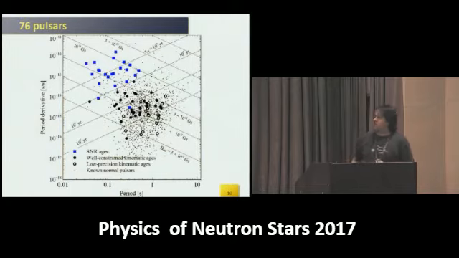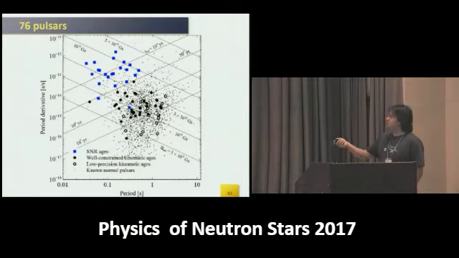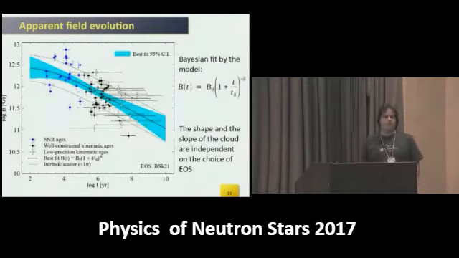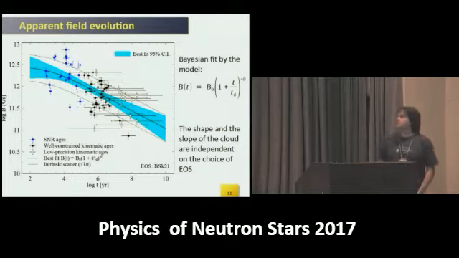This is our pulsar subset, 76 pulsars overplotted on the classical P-Pdot diagram. Small dots are the normal rotation-powered pulsars. You see that our subset represents this diagram, I think, quite well, except for the oldest pulsars and pulsars with high magnetic fields. And this is our main numerical result.